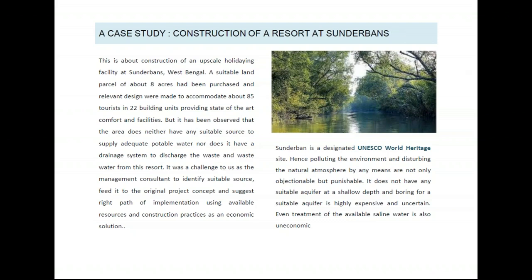It was a challenge to us as the management consultant to identify a suitable source, feed it to the original project concept, and suggest the right path of implementation using available resources and construction practices as an economic solution. For your reference, Sundarban is a designated UNESCO World Heritage Site. So polluting the environment and disturbing the natural atmosphere by any means are not only objectionable, but punishable.